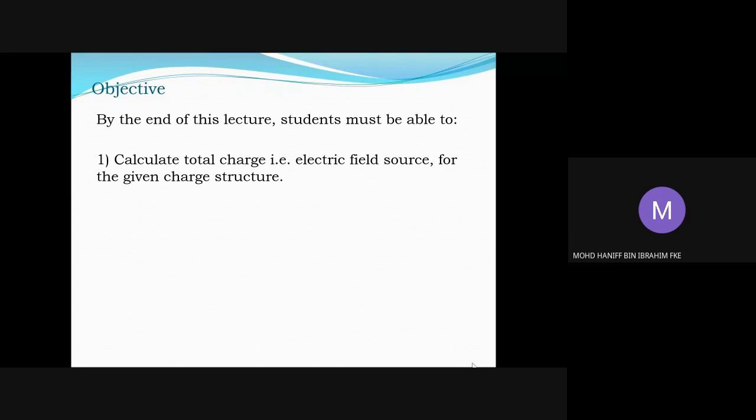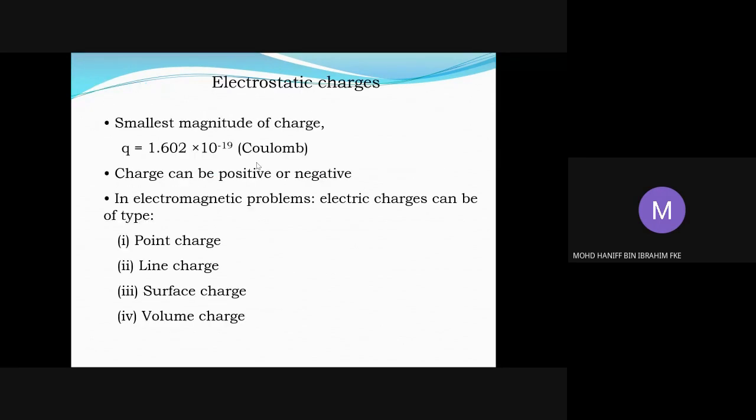This means that if we give you any kind of charge structure, whether it is a line charge, a surface charge, or a volume charge distribution, you must be able to calculate the total charge of the given charge structure. That should be the aim, the objective of this lecture. So let us proceed with the next slide.